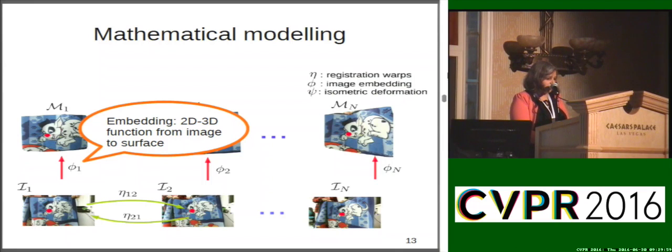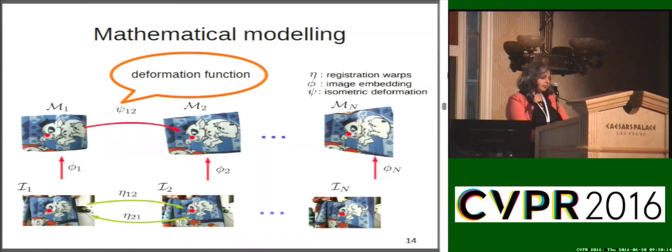Phi is the embedding function. It's a 2D to 3D function from image to the surface. This is a very important function for our formulation because if we know phi, we know everything about the surface. So our goal is to find phi. Psi is the deformation function.